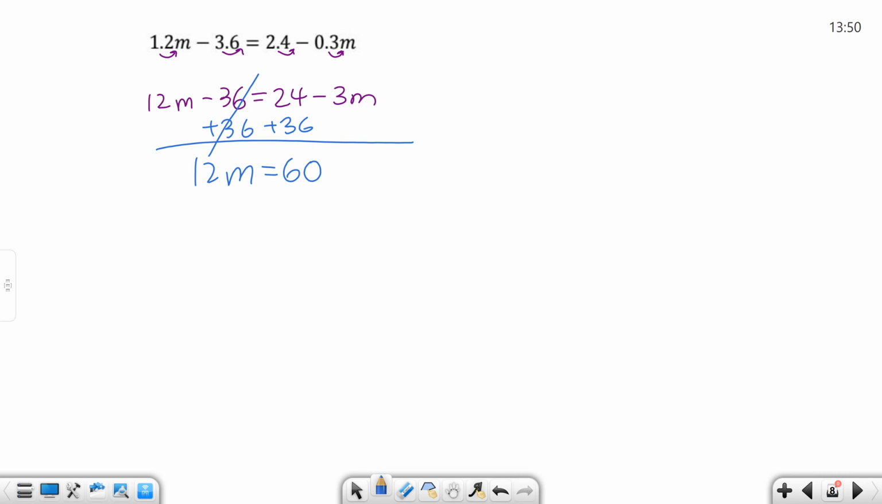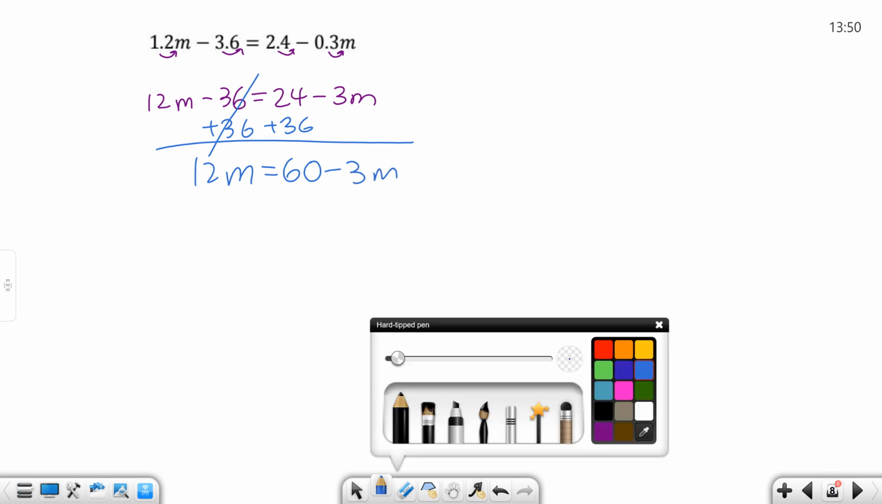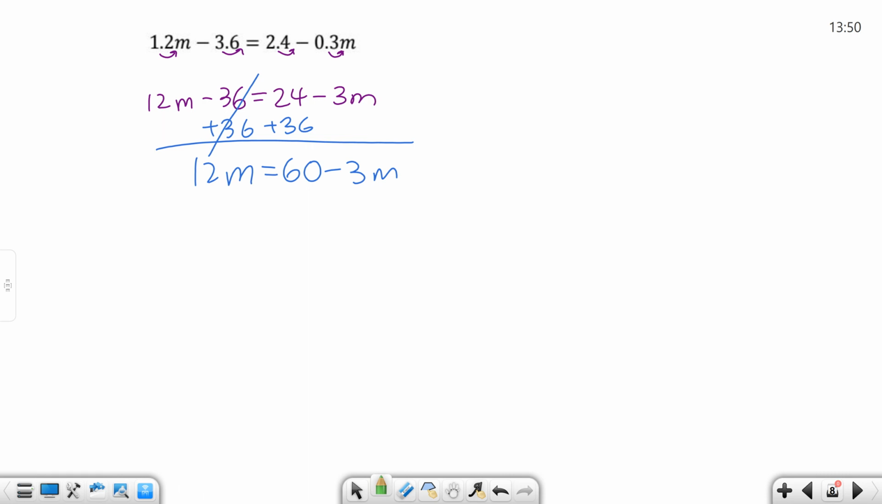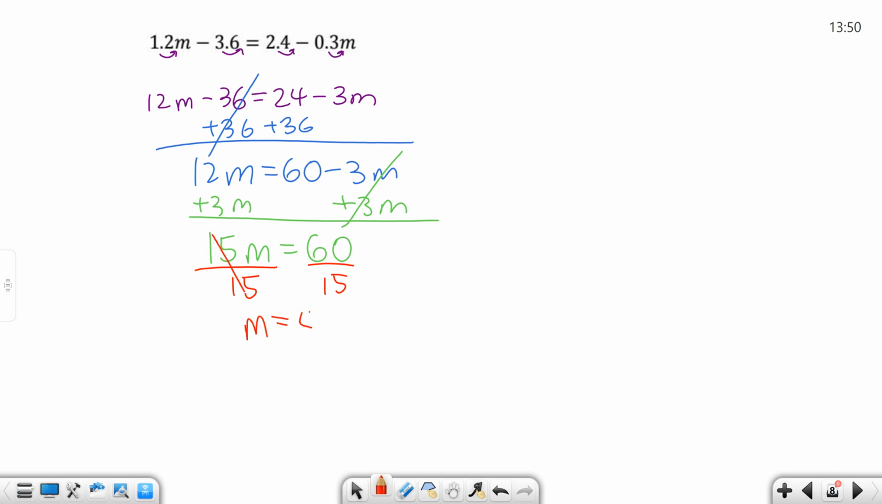12m equals, that's 60 because in my head I did 20 and 30 is 50, 4 and 6 is 10, 50 and 10 is 60, minus 3m. And now there's a best move, and that's to move my m's to the right. So I'm going to add 3m to both sides. That cancels. I get 15m equals 60. And then I divide both sides by what? 15. And m equals 60 over 15, which is exactly 4. I don't need to worry about whether I use one decimal place or two or five. It's exactly 4. m equals 4.